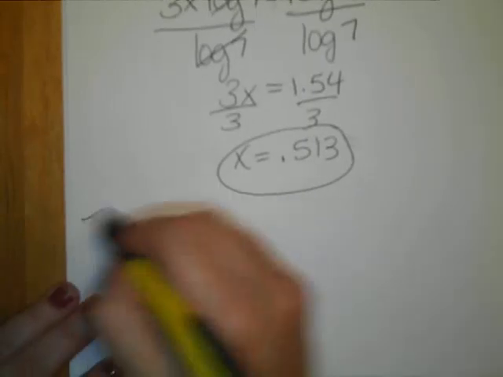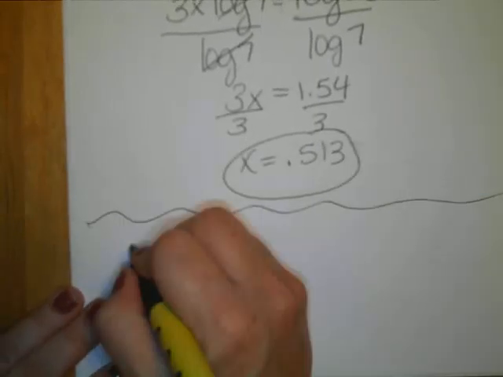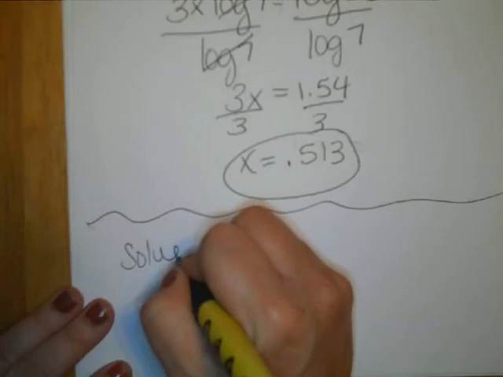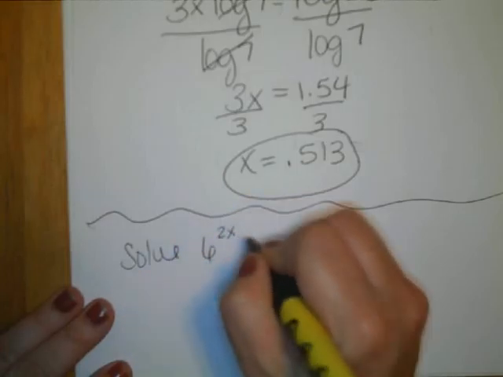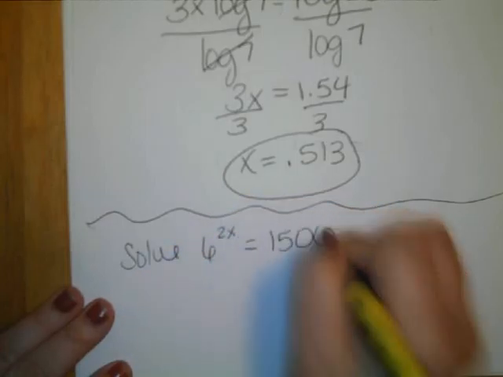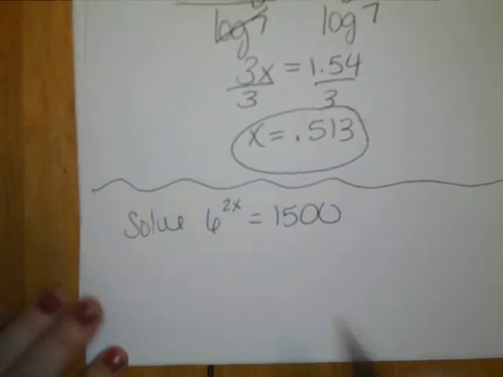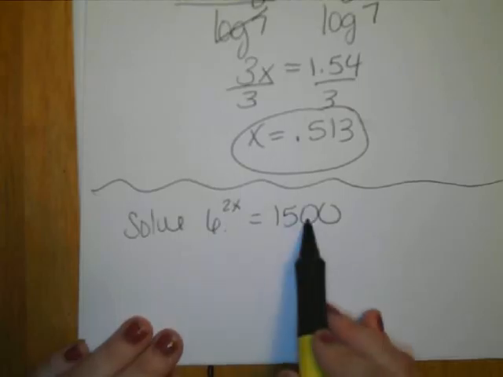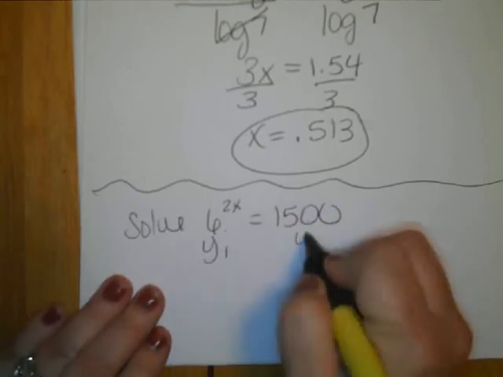Okay, let's do another example. If I want to solve 6 to the 2x equals 1500, this is just like the problem before. I could take the log of both sides and bring this out front and that kind of thing. However, I can also do another thing. I can also graph each side. I can make this y1 and this y2.